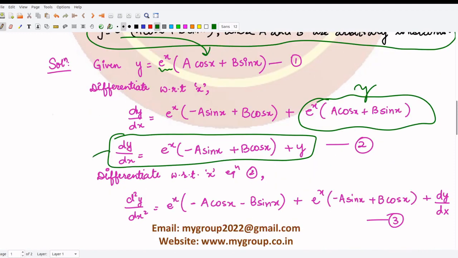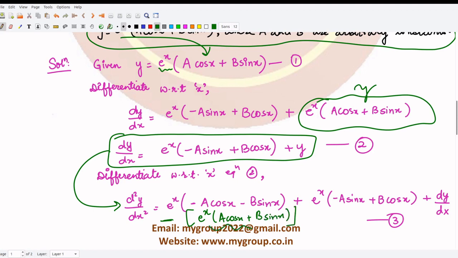So on the left hand side you obtain the second derivative. Here again you have to apply the product rule, first term as such, the derivative of this term, and then the second term as such, the derivative of e to the power x is e to the power x, and the derivative of y is dy by dx. Now notice that if you take negative common from this, it would be e to the power x (a cos x plus b sin x), correct?